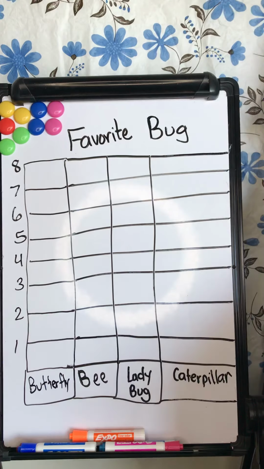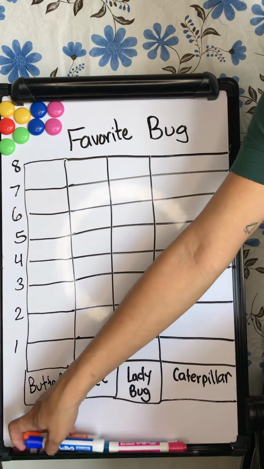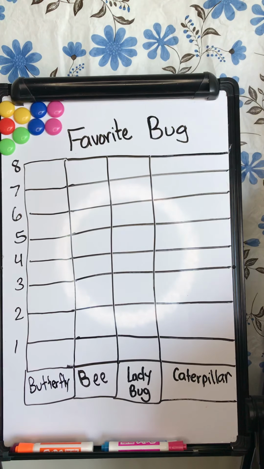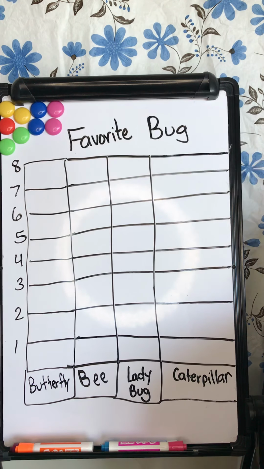Let's look at this bar graph. All right? So if you look here, I have names at the bottom, numbers on the side, and every graph has a title. So let's start with the title so we understand what we're graphing. Favorite bug. All right, so we took a poll, and kids gave us what their favorite bugs were.